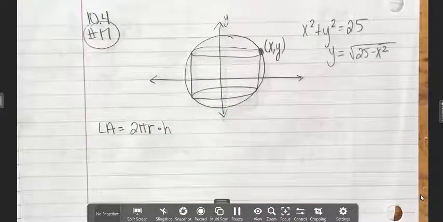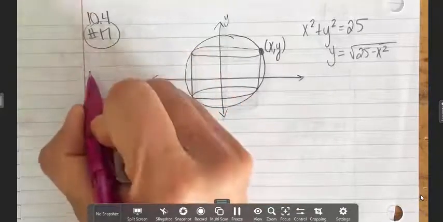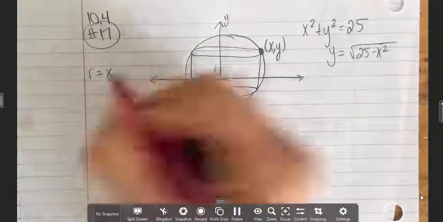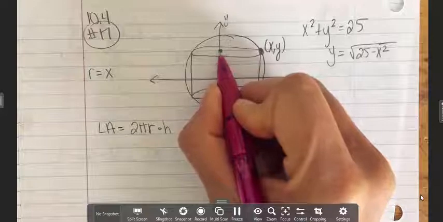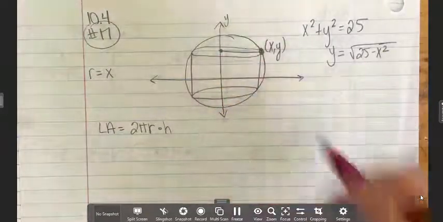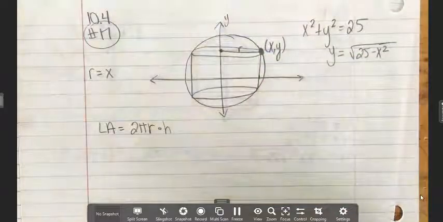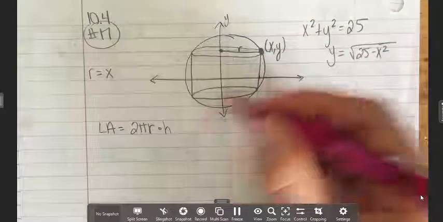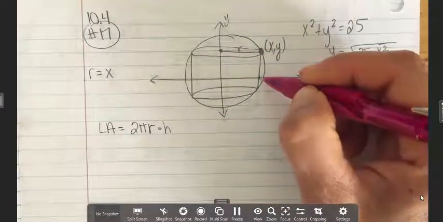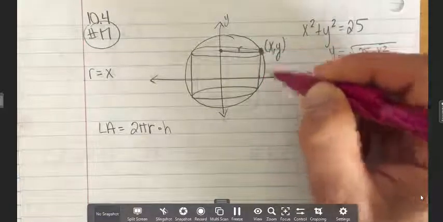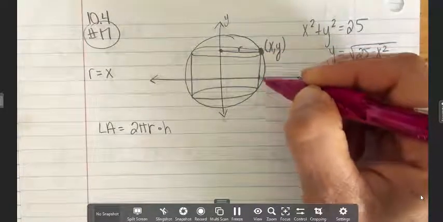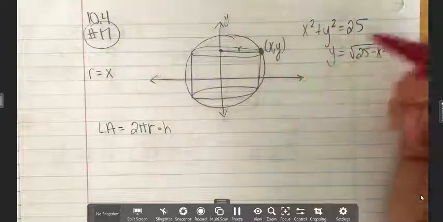Well, as we did in problem 15, our radius is really our x value, right? Because if you think about drawing a radii here, that's really going to be whatever the x value is. And then if we think about our height, well, our height from the x-axis up is y. From the x-axis down, it's another y, even though I know my picture looks terrible.